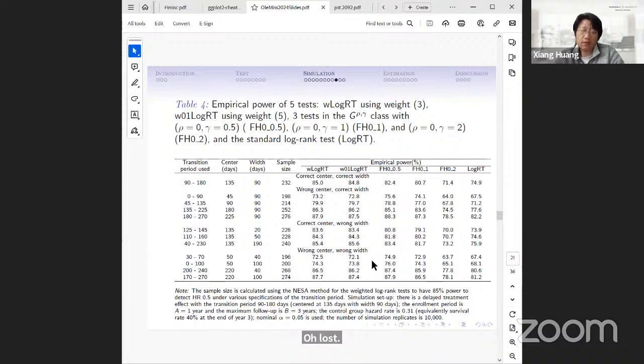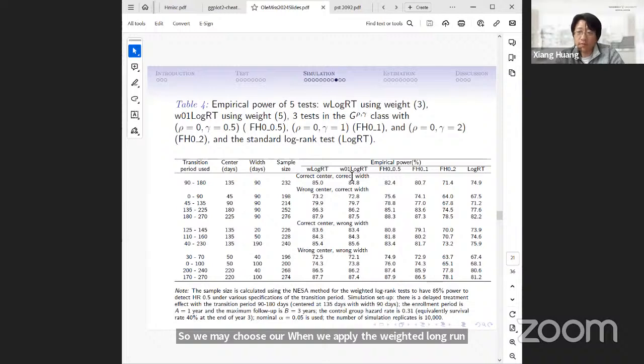So the take-home message is, if we don't know the true transition period, how can we choose it when we apply the weighted log-rank test? We may prefer to choose a transition period that is later rather than earlier, so that we may suffer less power loss.